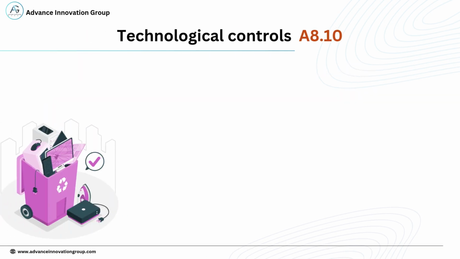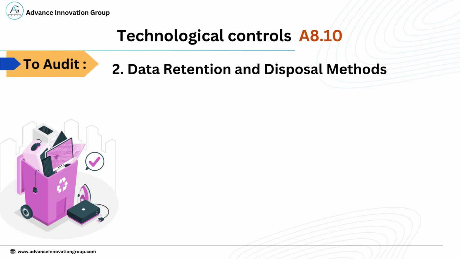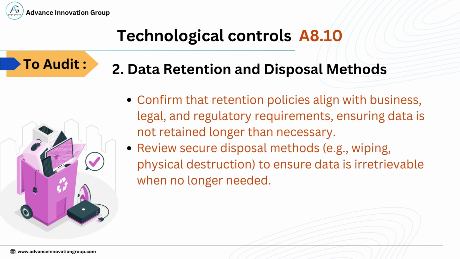Technological controls A8.10 to audit. 2. Data retention and disposal methods. Confirm that retention policies align with business, legal, and regulatory requirements, ensuring data is not retained longer than necessary. Review secure disposal methods, e.g., wiping, physical destruction, to ensure data is irretrievable when no longer needed.